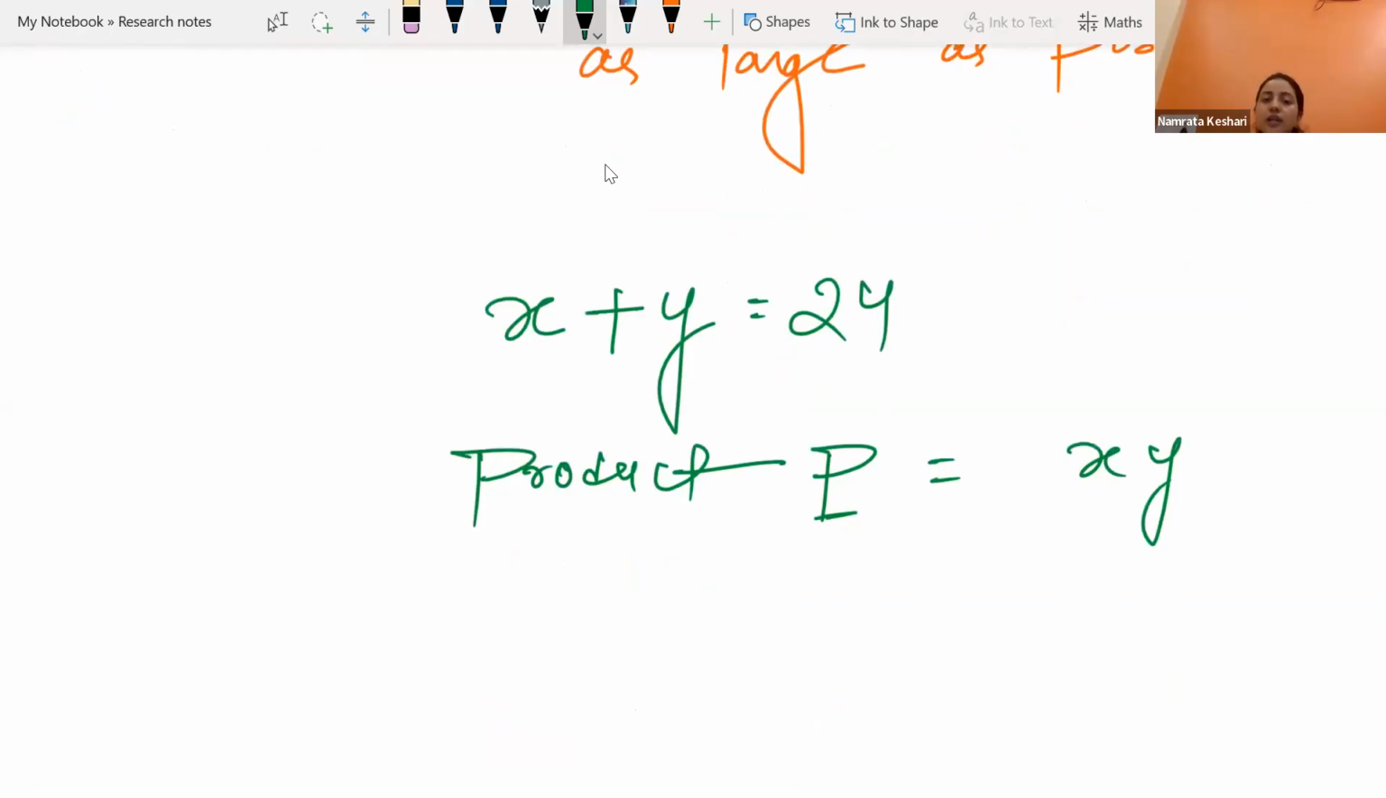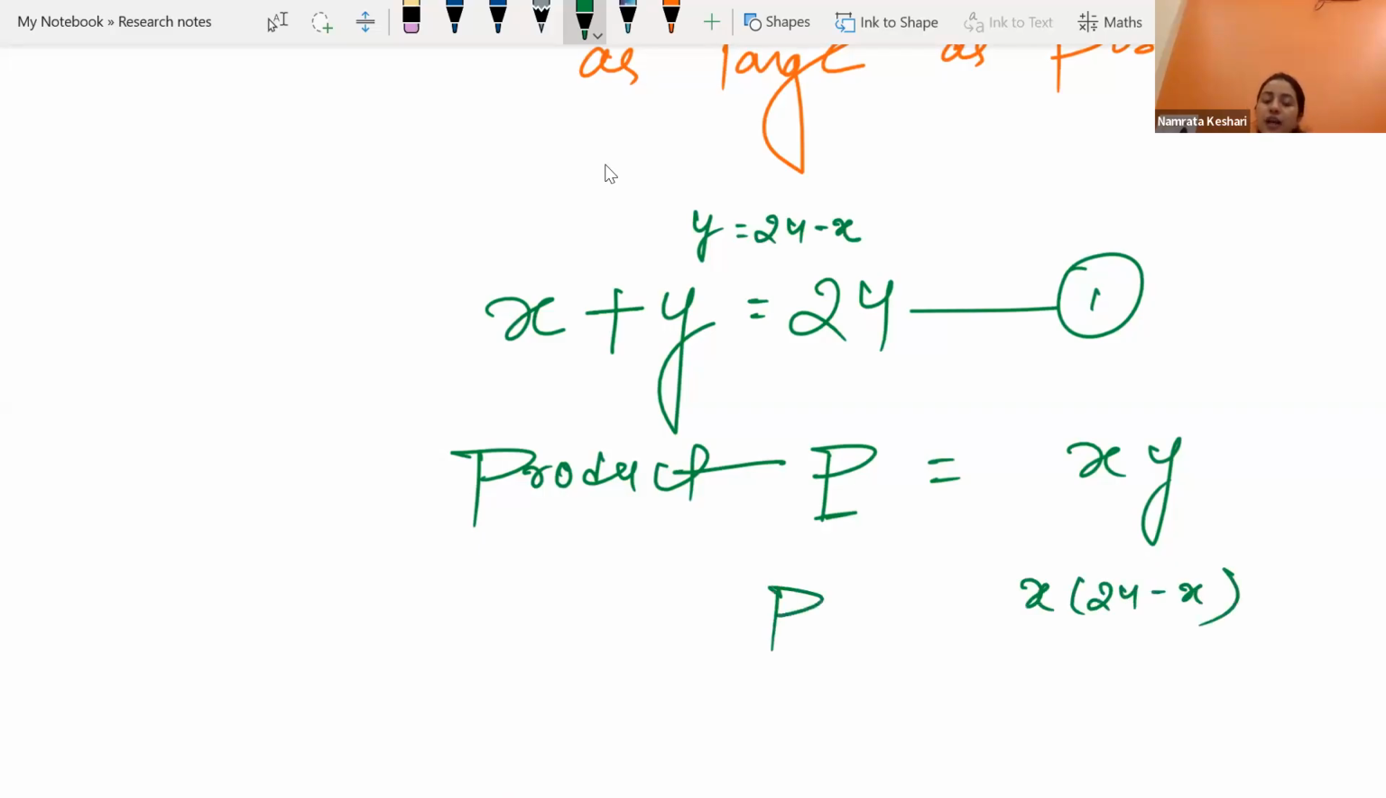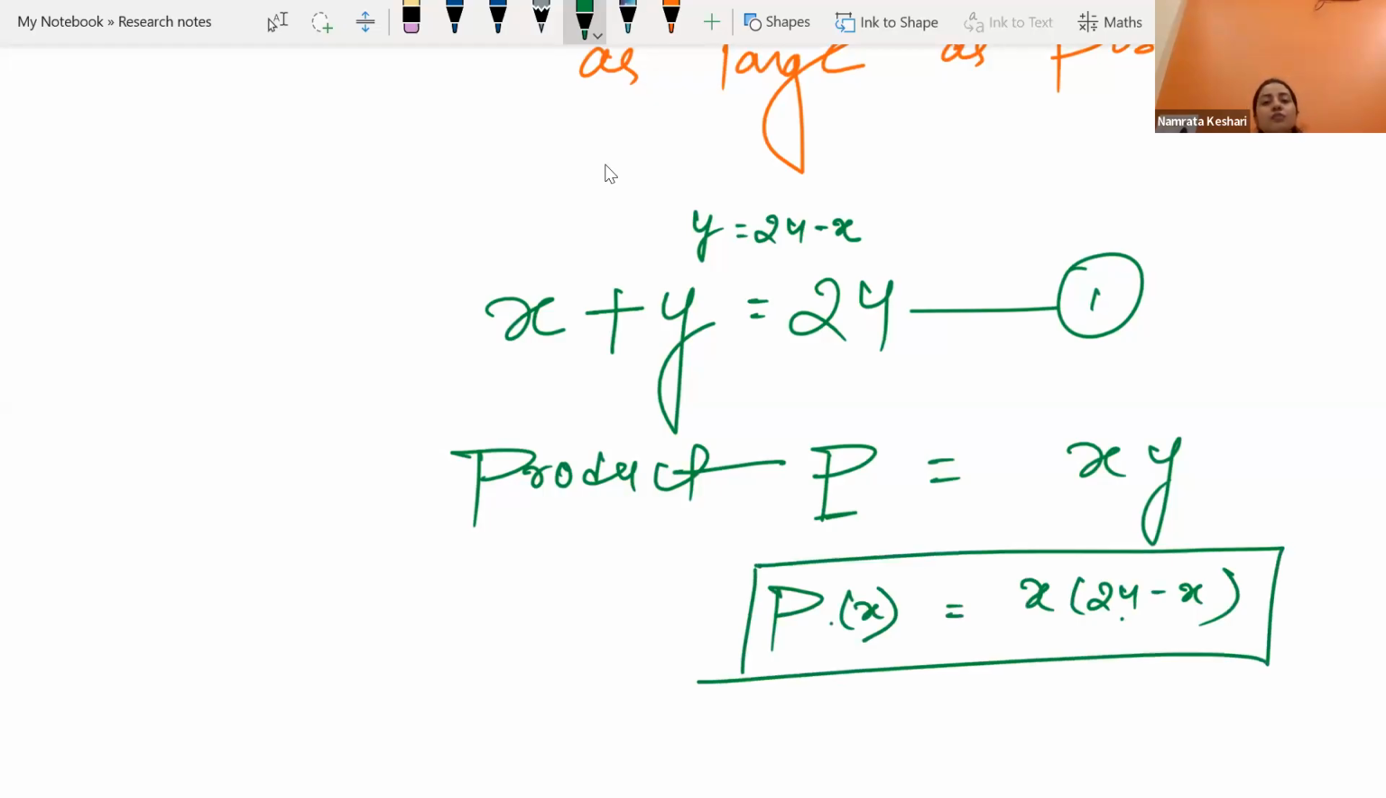So we need to maximize this product, x into y. Now from the first equation which you have created, we can take either x or y and substitute it over here. So let's take y as nothing but 24 minus x, right, Fatima? Yes, ma'am. We write that at the place of y, 24 minus x. And can you see we have successfully created a product function. Yes, ma'am. Now we will focus on maximizing this.